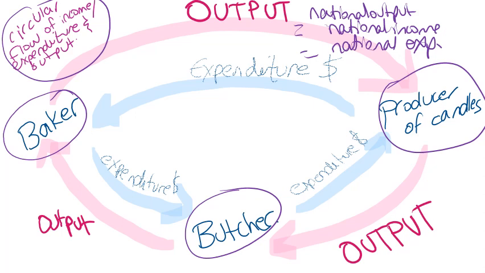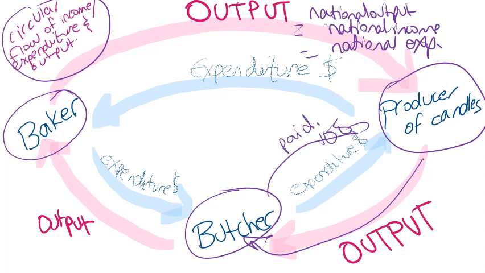Now, let us see what's happening here. The producer of candles, he is making candles. He is producing the candles. This is his output. He sells it to the butcher. In return, what did the butcher do? He paid money to the producer of candles. He gave him the $10, and I can say that this $10 has been used to produce the candle. Same thing happens between the butcher and the baker. And same thing would happen between the baker and the producer of candles.